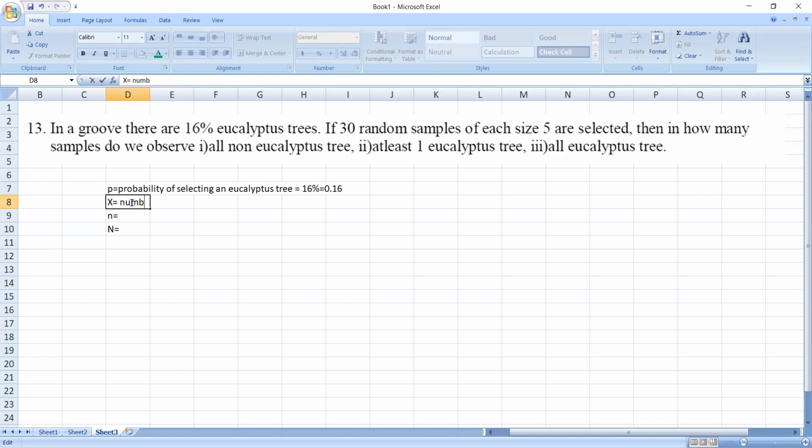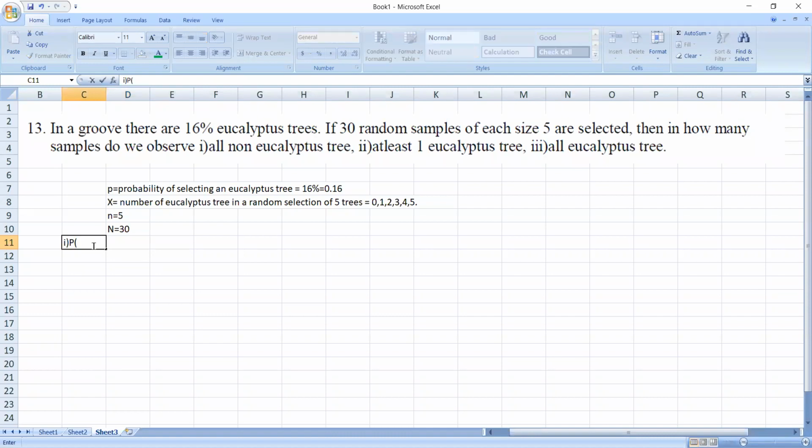So X becomes number of eucalyptus trees in a random selection of 5 trees. So you're selecting 5 trees and checking out of these 5 how many could be eucalyptus. So you have X is equal to 0, 1, 2, 3, 4, 5. So naturally small n becomes 5 and 5 trees are selected 30 times. Therefore you have capital N is equal to 30. A simple problem. So in how many samples, always you have to compute the theoretical frequency.